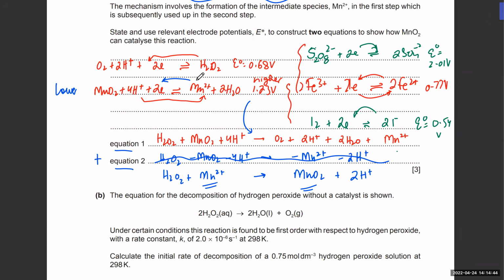1.23 volts. But if this is losing electrons, then the H2O2 equation must be the higher potential, right? But this is 1.23 volts. Okay, but this is the one that's losing electrons. Second step, it's losing electrons. It's coming back. Who loses electrons? The one that is the lower potential. So this third equation must be the higher potential.